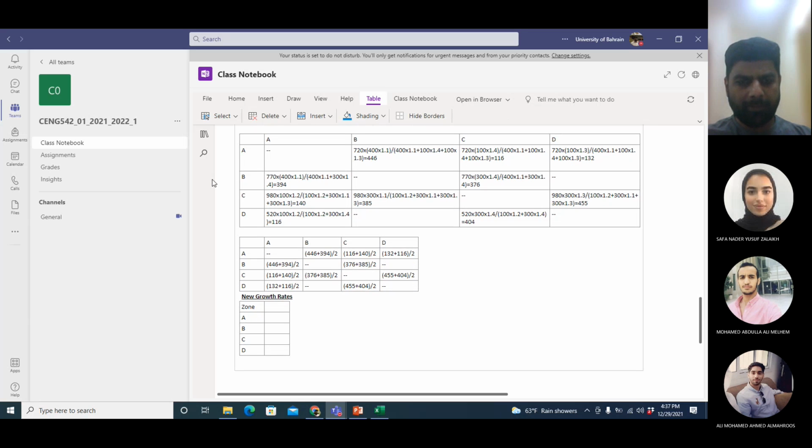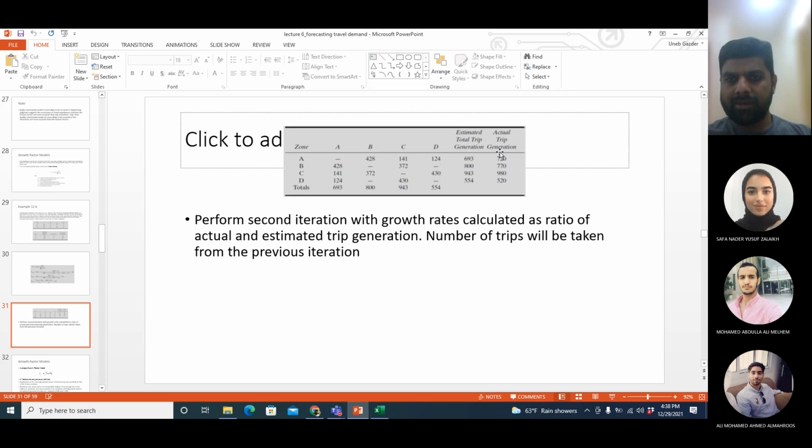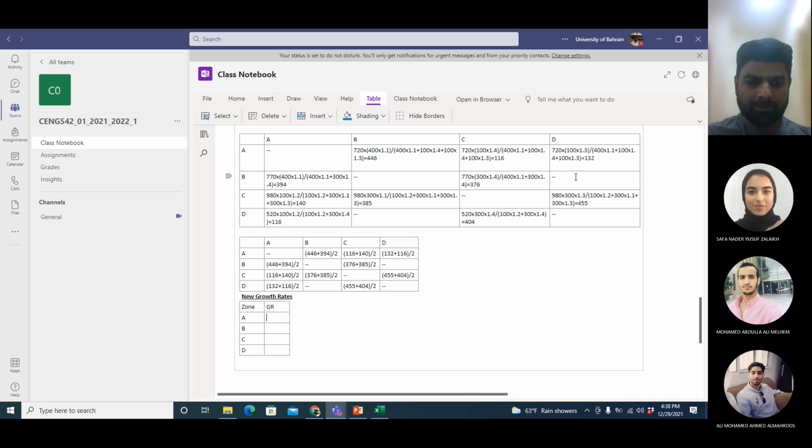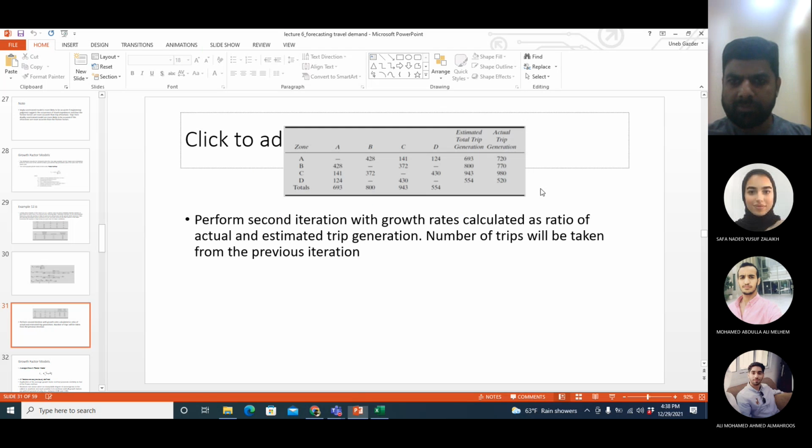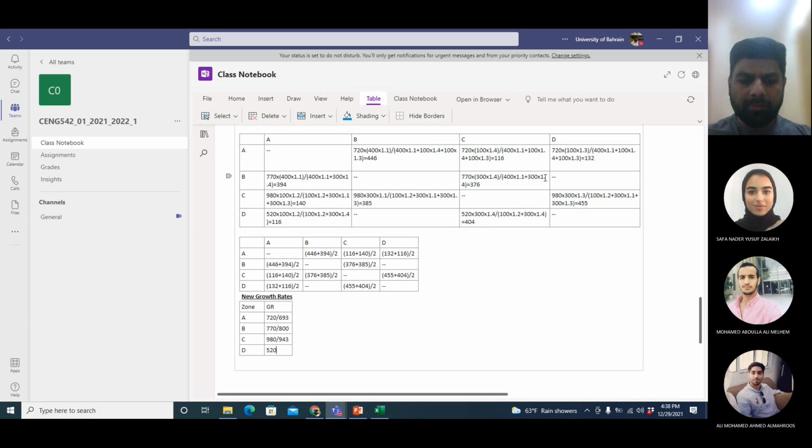So for zone A, I'm calculating the growth rate. It will be the future value which you have already estimated divided by the value which you have just calculated, 720 upon 693. So 720 divided by 693, 770 upon 800, and we have 980 divided by 943 and 520 divided by 554. Can you give me these numbers?